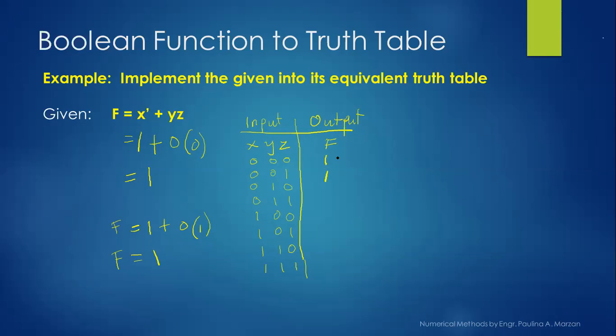So, substitute all of the remaining combinations of x, y, and z. We will get further 1, 1, 0, 0, 0, 1. So this is now the truth table of the given Boolean function f is equal to x prime or y, z. So just do the substitution, and you will be able to complete the truth table.